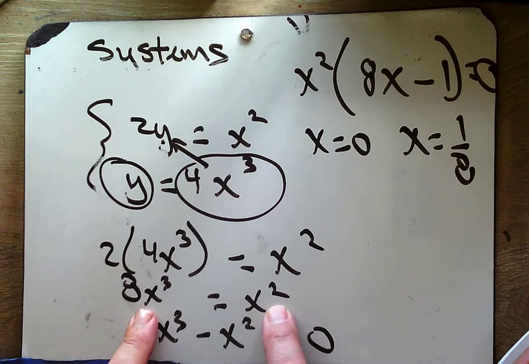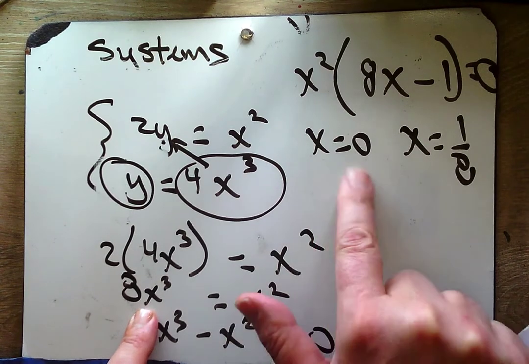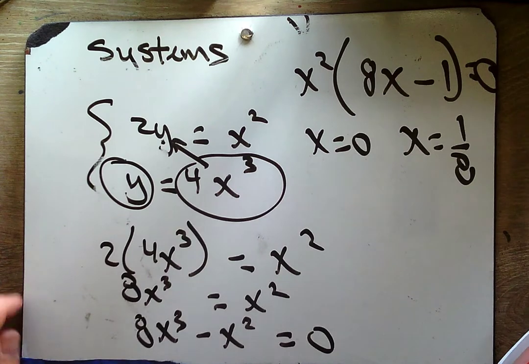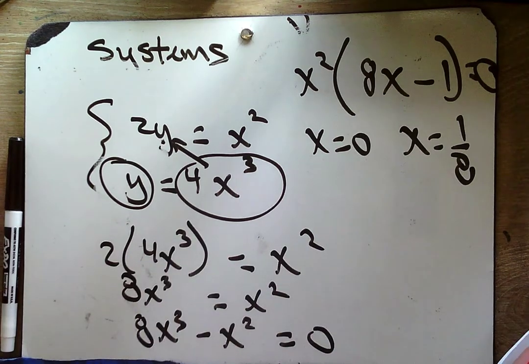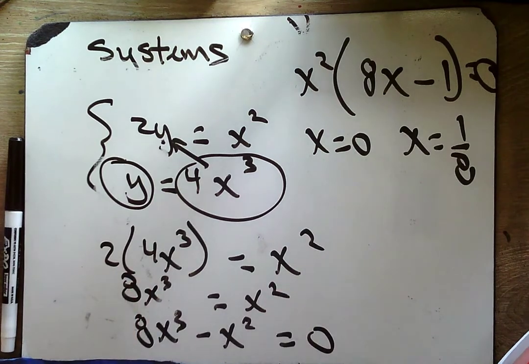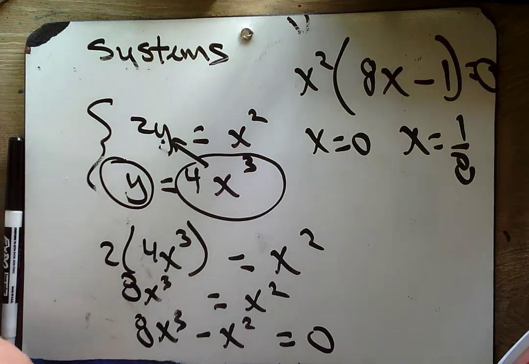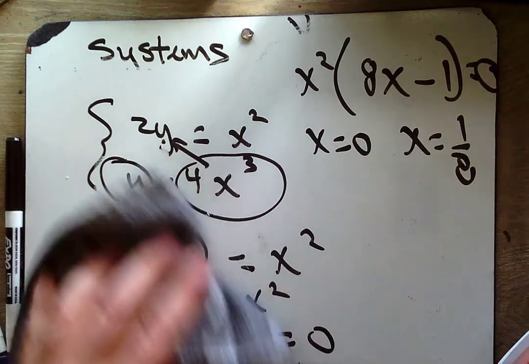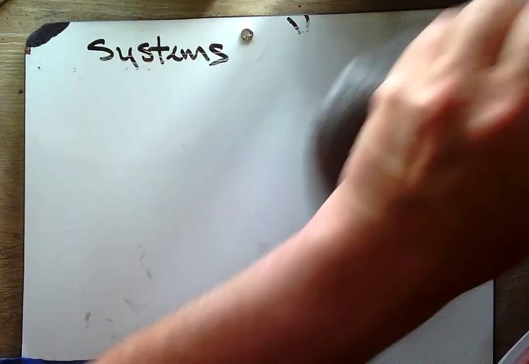Remember, if I divided both sides here by x squared, I'd be throwing away the solution. So try not to divide like that. Move everything onto one side when you have polynomials bigger than degree 1. If you're bigger than degree 1, then yes, you want to move everything over. Okay, a couple more of those.